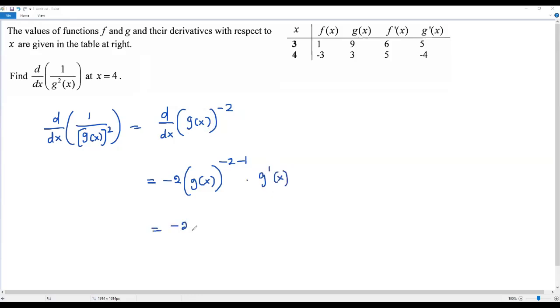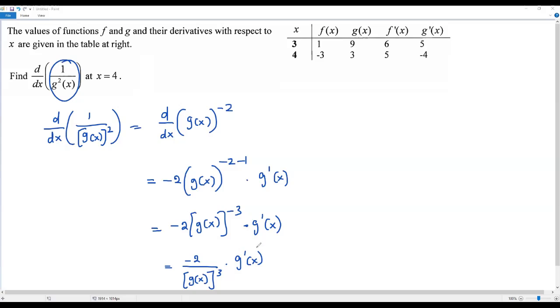Now negative 2 times g of x whole to the power of, when I combine negative 2 and negative 1, it becomes negative 3, times g prime of x. Since we have a negative exponent here, when I move this term to the denominator, the exponent will become positive. So in my next step, I get negative 2 over g of x whole to the power of positive 3 times g prime of x. Now I got the derivative of the given function, 1 over g squared of x. But according to the question, we have to find the derivative of 1 over g squared of x at x equals 4.